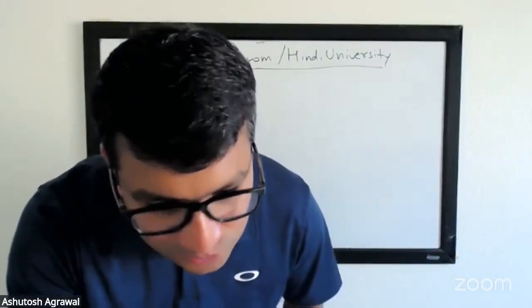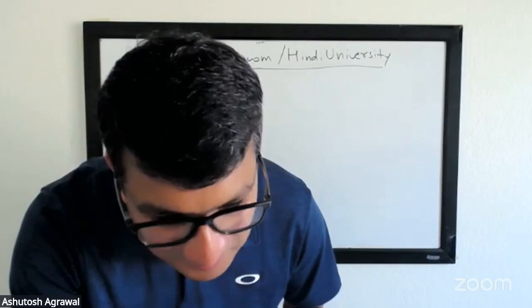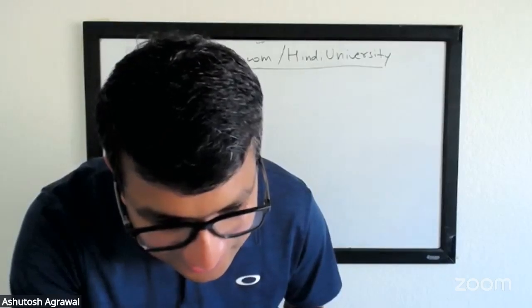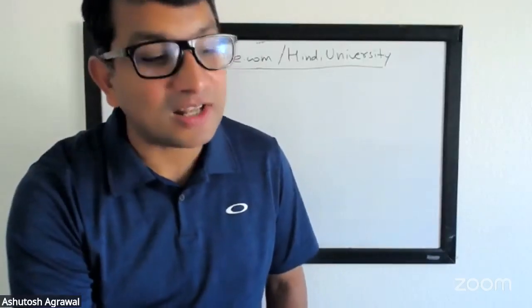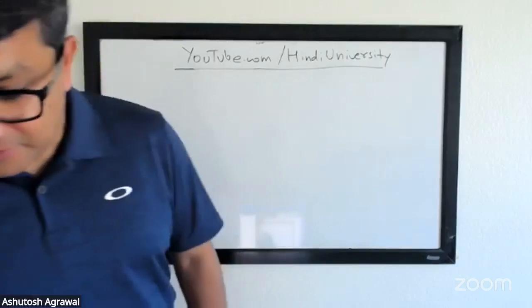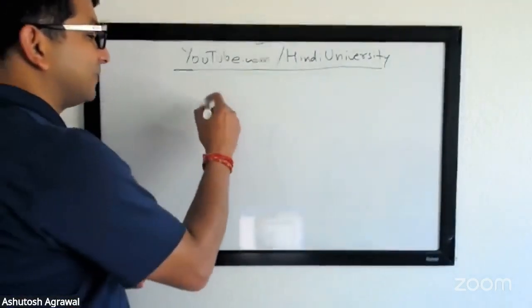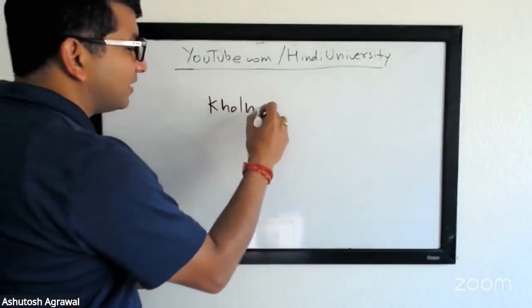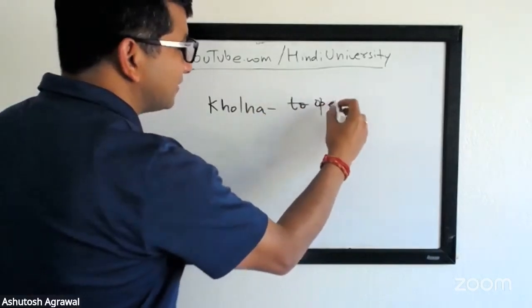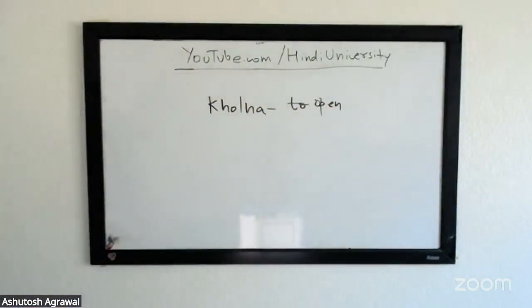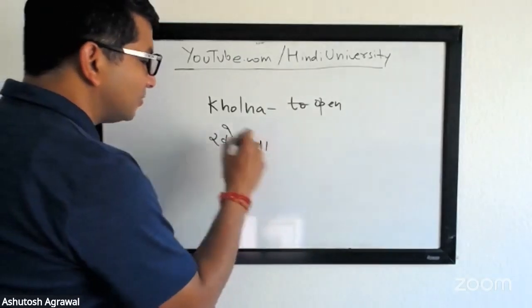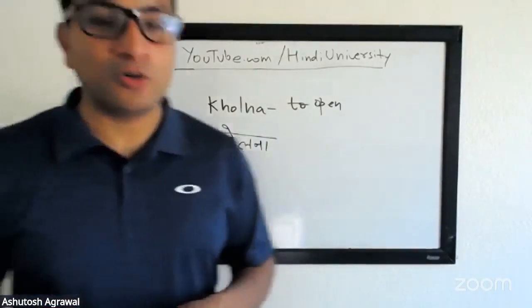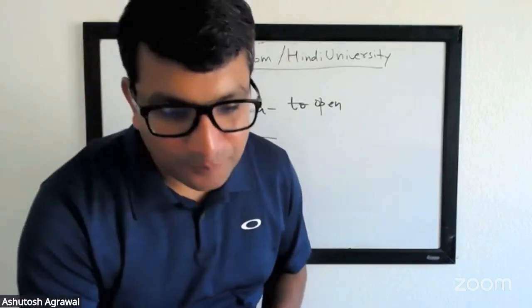Wonderful. Malaji, you also want to try? I think you were also saying something. Holna, to open. We'll write it down. And what kind of verb is that? That would be transitive. And why is it transitive? Because you can open something. You open a can or open a bottle or whatnot. And the way you write it, you will curve it. Wonderful.